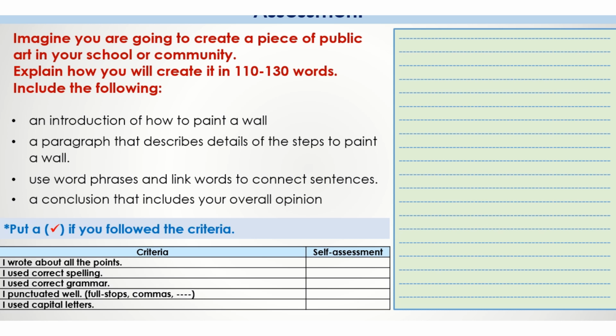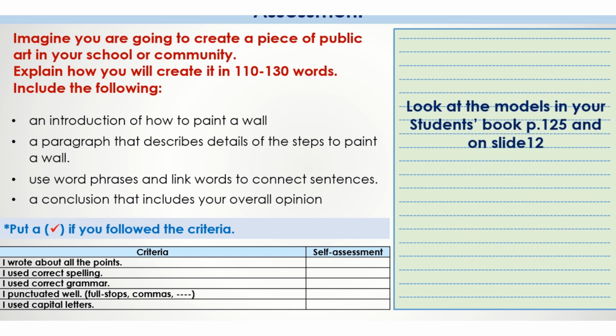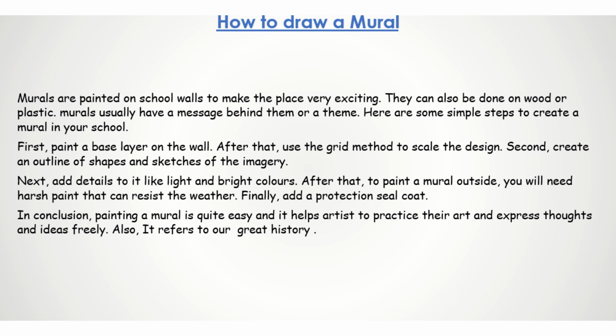And here is the criteria to follow. Cover the points, correct spelling, correct grammar, the punctuation, full stop, sentence starts with a capital letter and ends with a dot. Okay, bear in mind these criteria when you attempt your process essay. Don't forget you have a model in your book, page 125. You can review it. How to draw a mural.